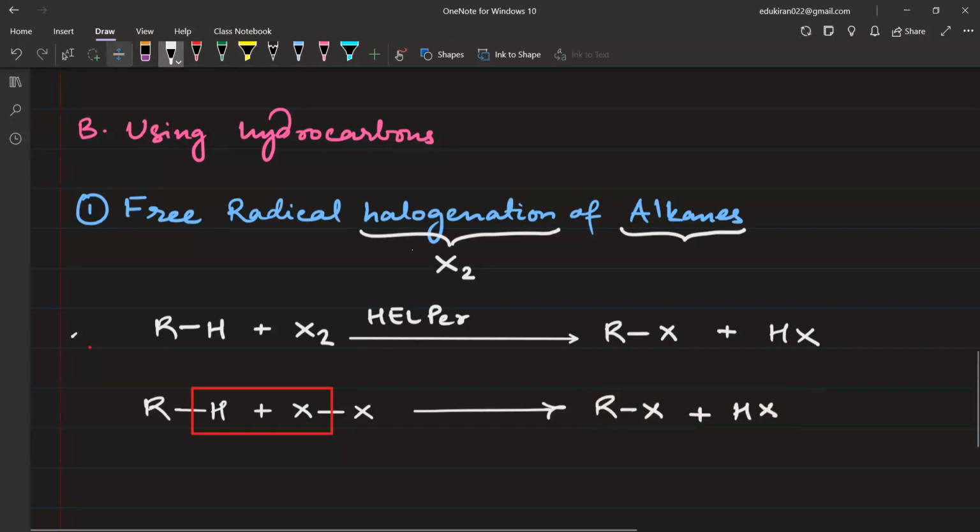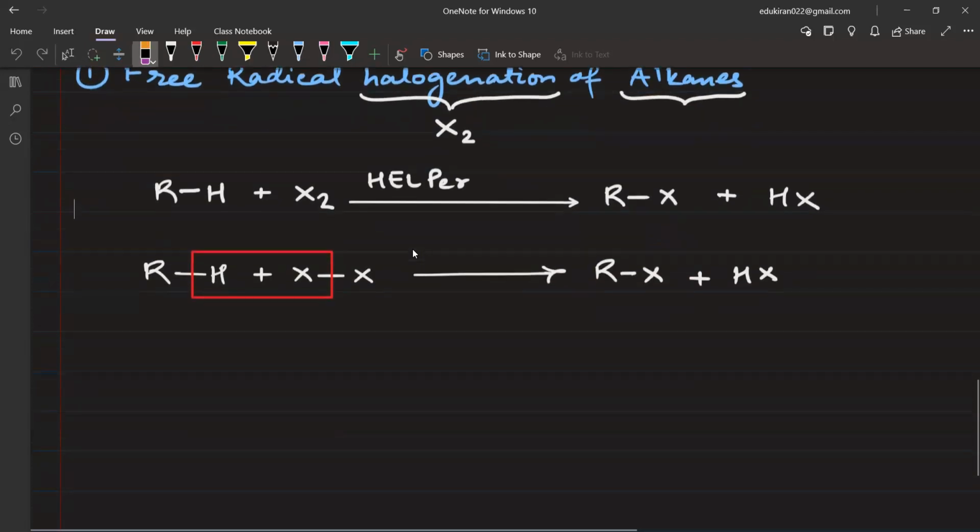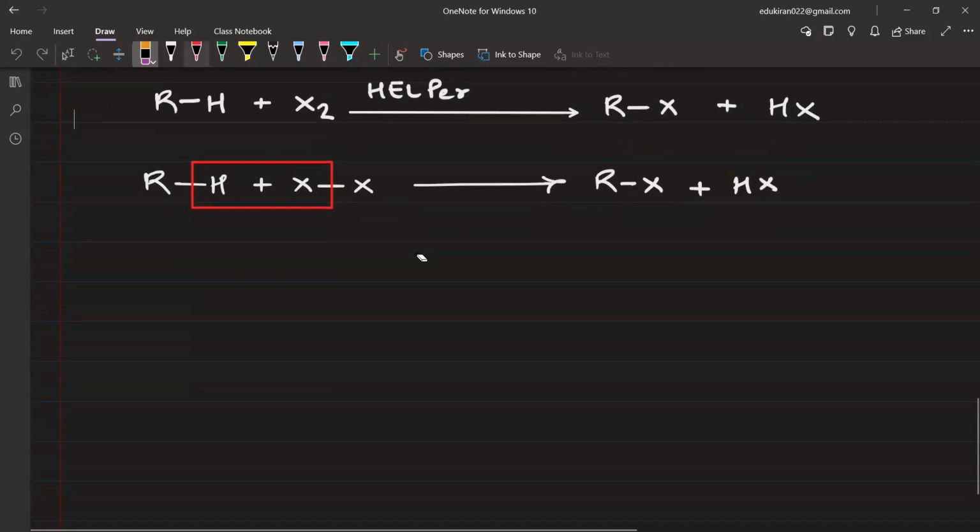Please write this down, then we'll see what the helper is. So here both of these things are important: halogenation and helper. Any one of the helpers. We will see what the helper is. So please see here. What is helper? Helper is made up of H, E, L, and PER.